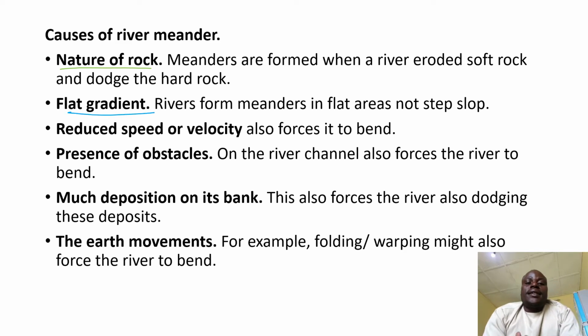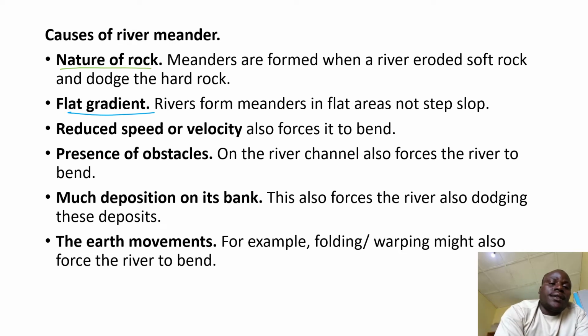Then we have flat gradient. It favors the formation of river meanders because it is at this flat gradient that the river deposits its materials. Deposition is much in the lower stage because of its flat gradient, and as the river dodges these materials, it bends.